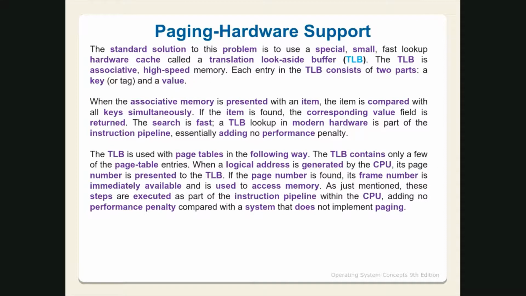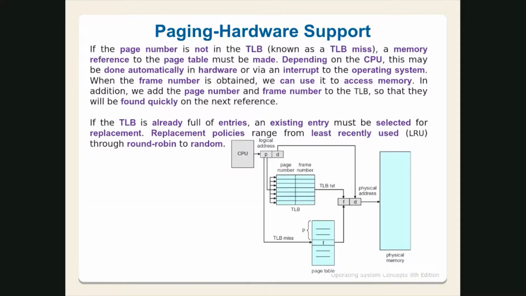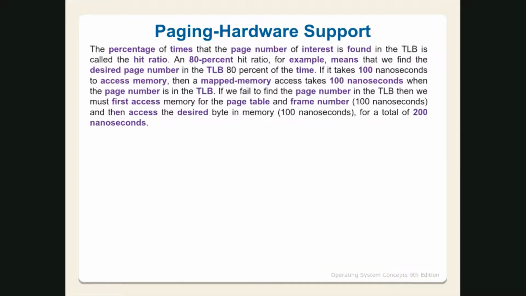So the buffer contains two things, key and value. The key is the page number. The value is the frame number. It is the same thing you store in registers, but it's faster because the buffer is faster than registers. Remember this point.